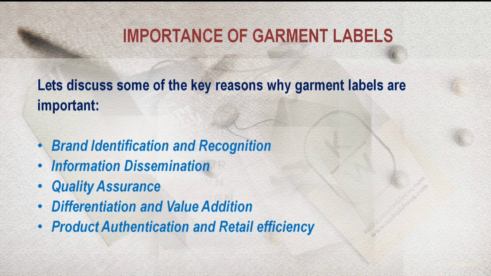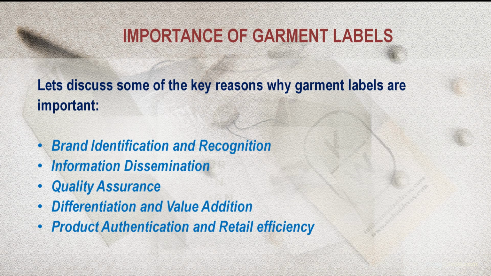We can recognize from the label that this particular garment or kurta is from Fab India or from Biba. So we can recognize from the labels. Information dissemination: different information is given, like what the size is, what the fit of the garment is, and what washing instructions we have to follow.